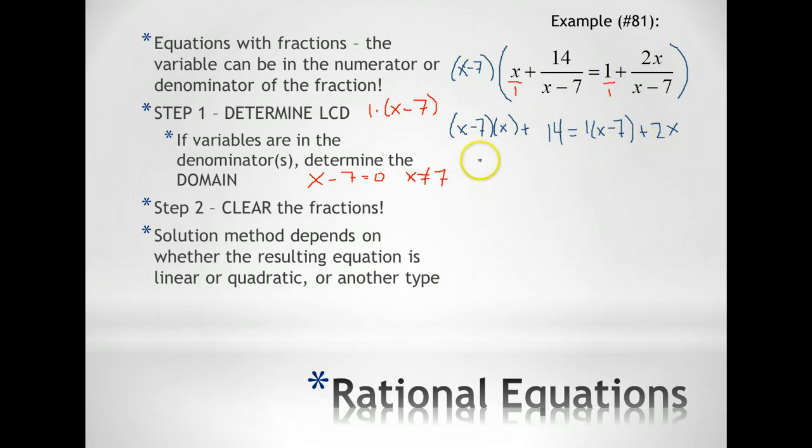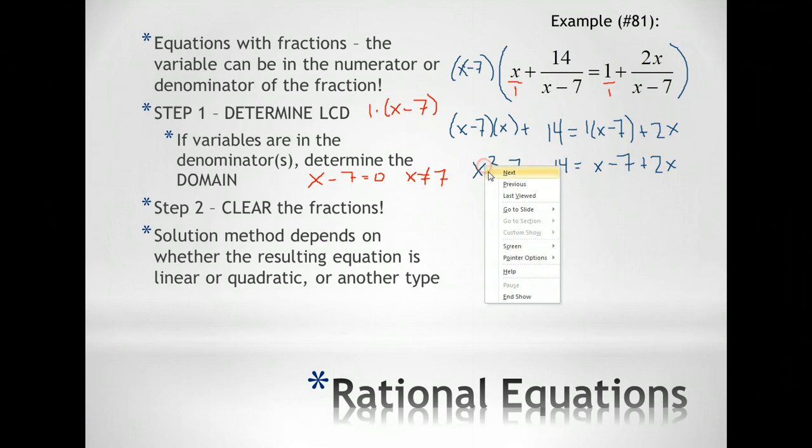So let's start by distributing in this first term. I get x times x, which is x squared, x times 7, which is 7x, plus 14, and that equals x minus 7 plus 2x. Now, since this is an x squared, I'm going to change this to red. So since this is squared, I know it's a quadratic. So since it's a quadratic, I know I need to move everything to one side of the equal sign to put it in standard form.